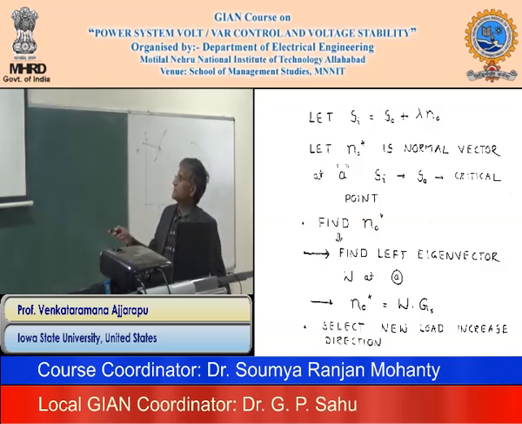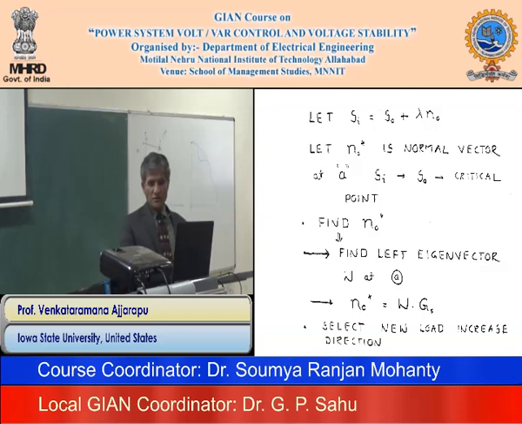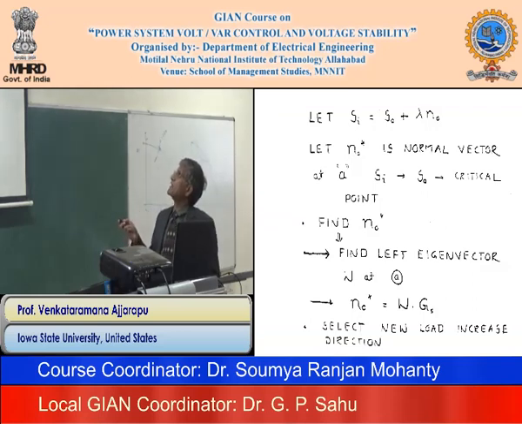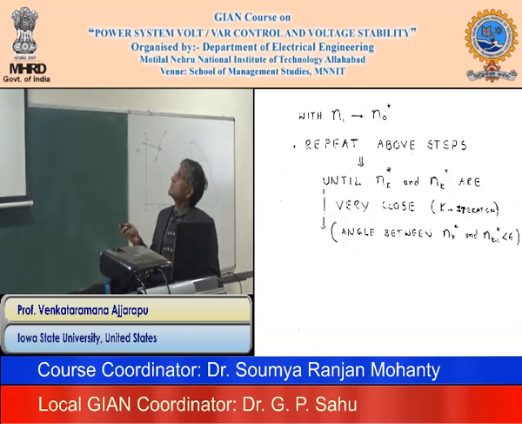So this is the boundary, the Jacobian at the boundary with respect to P and Q. And then select a new load increase direction with N1 as N0 star. So now you are saying, okay, now this is the normal vector at this point, and repeat the above steps until Nk and Nk minus 1 are very close at the kth iteration.